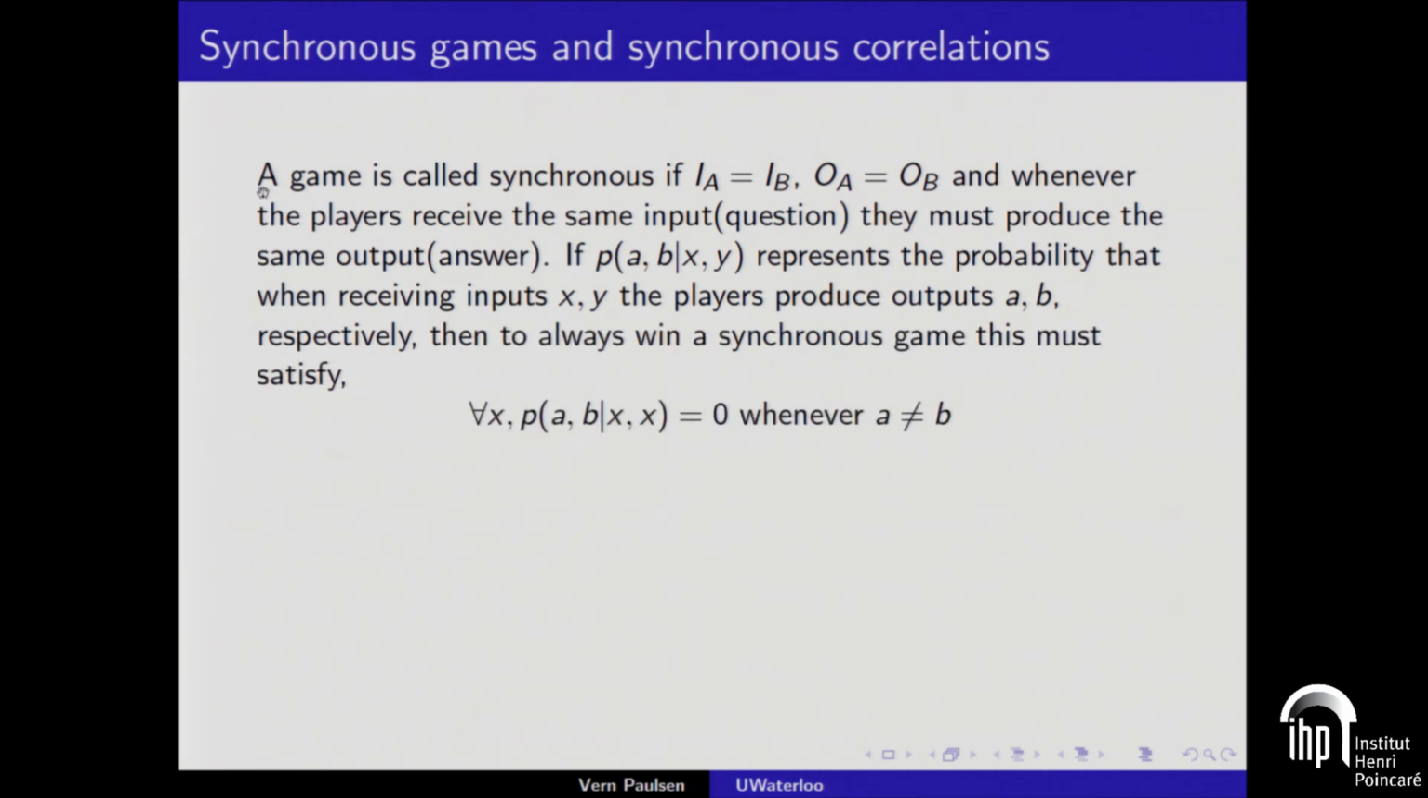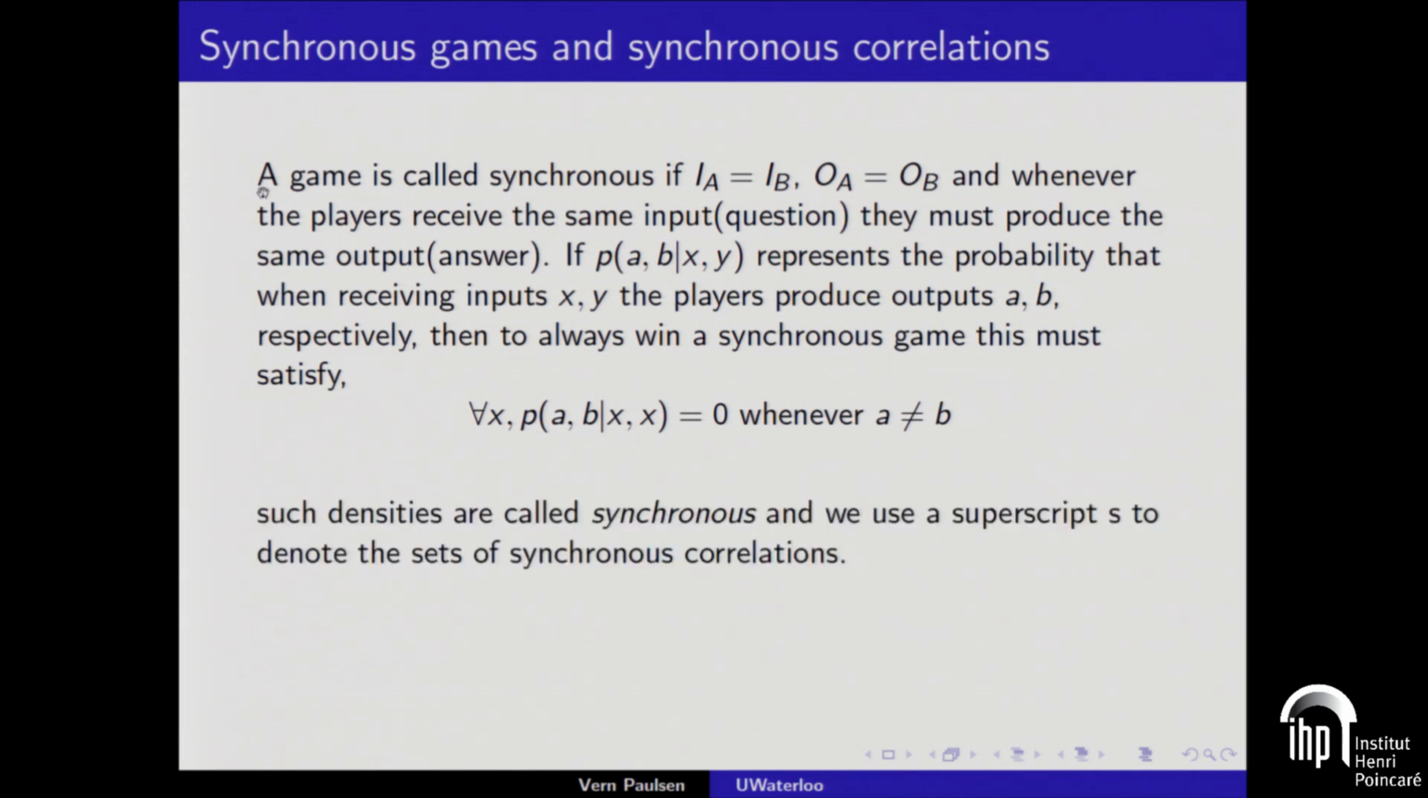Okay. So if the game is synchronous, and they want to win it always, then anytime they both get asked the same question, they both have to give the same response. So the probability that they give different responses has to be 0. And anytime we have such a density, those are called synchronous densities. We'll just use a superscript S to denote the subsets of these densities that are synchronous. So we've got synchronous ones in the quantum case, the quantum spatial, the quantum approximate, and the QC case.